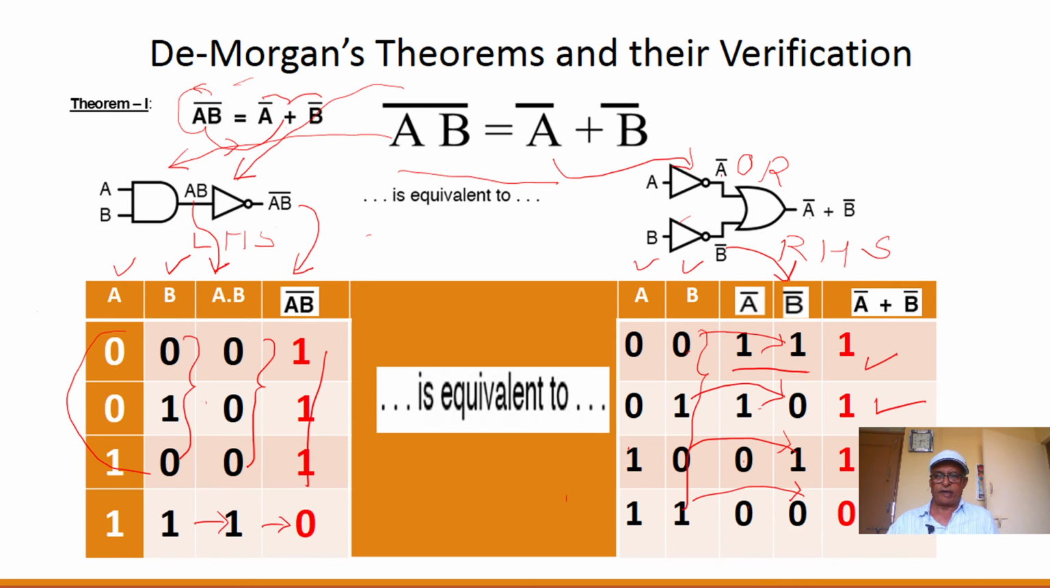Now let us compare these LHS and these RHS, that is, let us consider this column on the right hand side and this column on the left hand side. Here first 3 are 1, last is 0. Here also first 3 are 1, last is 0. Means both columns are same, that is right hand side is equal to left hand side. And this is how we can prove De Morgan's first theorem.